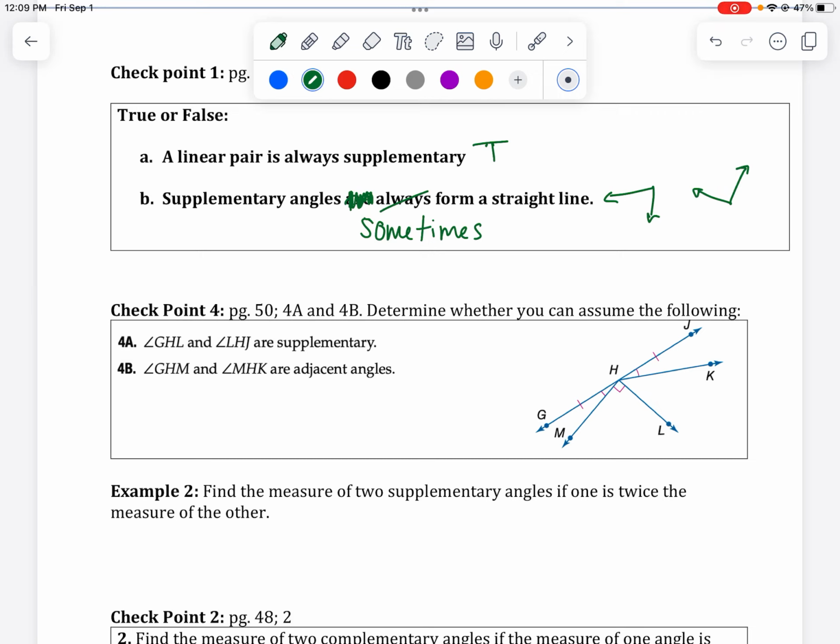That first one should be GHL, LHJ. I would go with no, we can't assume, because I don't know what these angles are. All I know is that there's a 90. So it might look like a straight line, but I can't assume that. And then GHM and MHK are adjacent, yes, I can assume that. They share MH or HM.